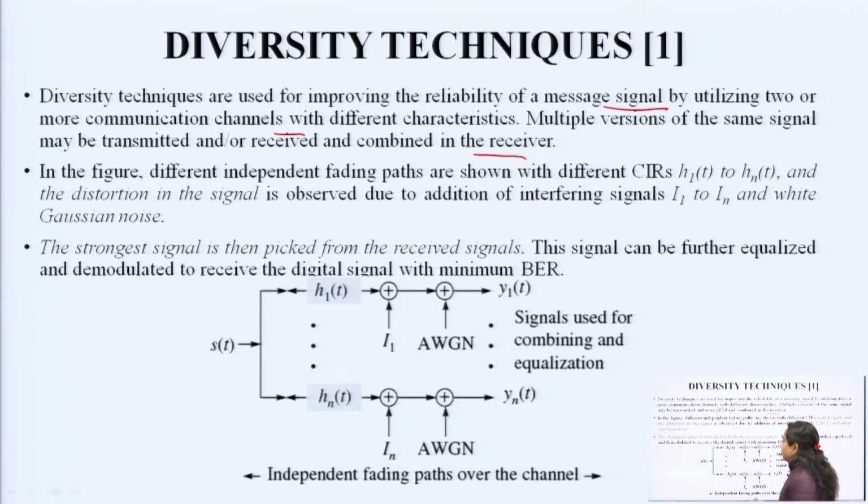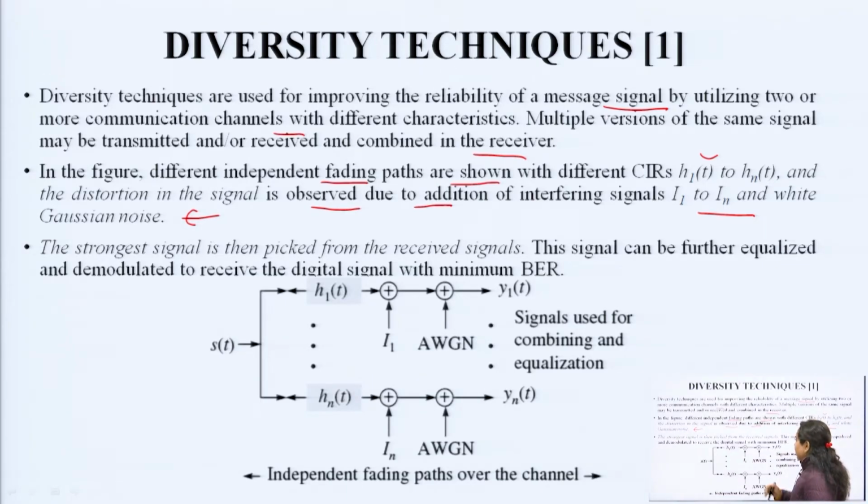In this figure, different independent fading paths are shown with different CIRs, carrier to interference ratio, that is H1T to HNT. The distortion in the signal is observed due to addition of interfering signals, that is I1 to IN, and white Gaussian noise. White Gaussian noise is the noise which is added at the channel.